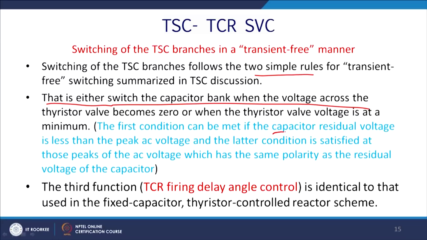The first condition can be met if the capacitor residual voltage is less than the peak voltage, and the latter condition is satisfied at those peaks of the AC voltage which have the same polarity as the residual voltage of the capacitor. For this reason, you sense the voltage across the thyristor at every moment, and also check its polarity, and then you design the triggering pulse in that manner. We shall see that triggering scheme for the TCR in the next slide.